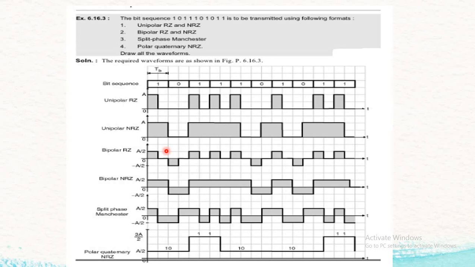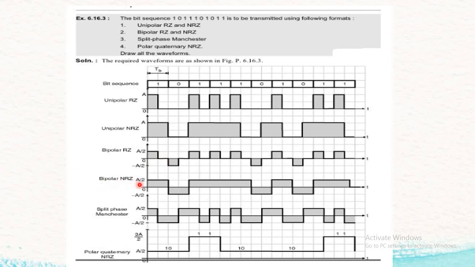Next is bipolar RZ, meaning return to 0. A bipolar RZ has dual polarity ranging from minus V/2 to plus V/2, and there is a transition from the higher value to the lower value and vice versa. For logic 1 there is a transition from the higher value to the 0 value. For logic 0 there is a transition from a negative value to the 0 value. Return to 0 means the signal is not present for the complete time period: it is high for half the time period, and for the next half it goes to the 0 value. So there is a return-to-0 condition.